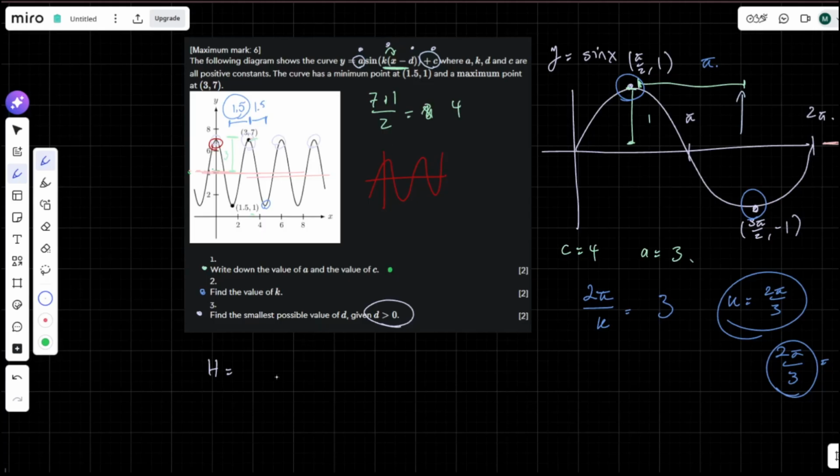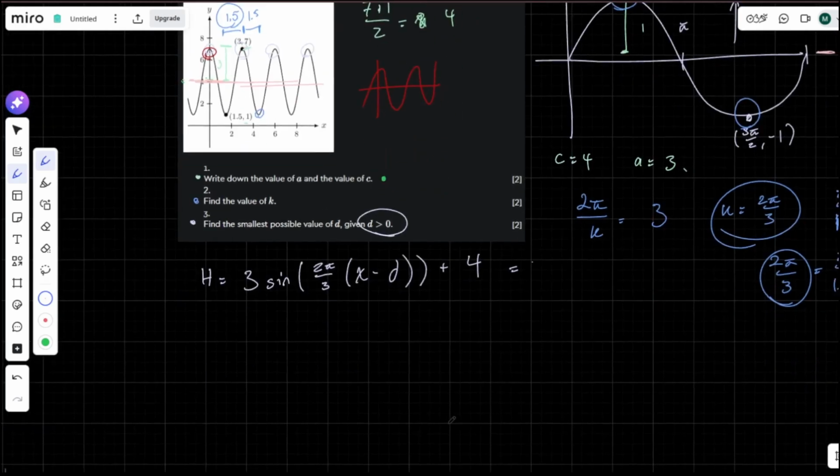So what do we know so far? We know a is 3, so it's going to be 3 sine, we've got 2 pi over 3 x minus d, and then we've got plus 4. And this should be equivalent to 7 when we have an x value of 3. That would be one way of solving it. It's just plug the numbers in.